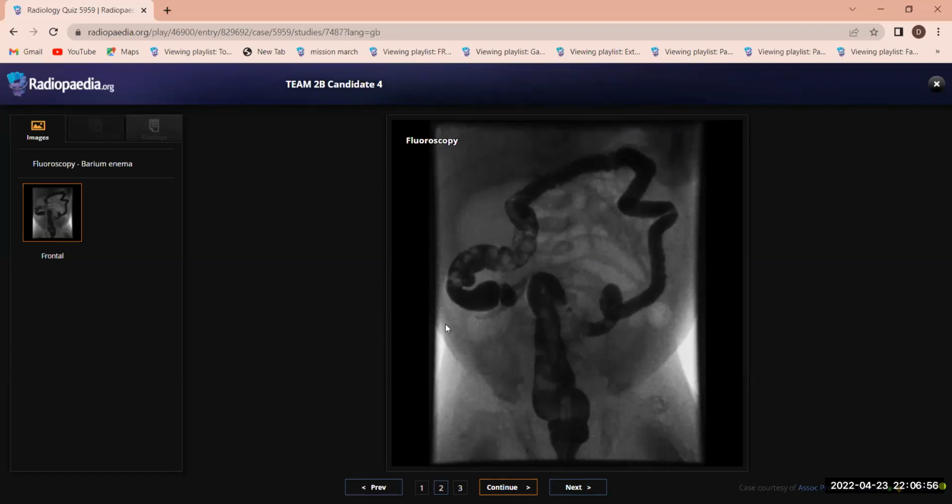Because there are multiple filling defects, which could be suggesting meconium. So I'm thinking it could be meconium ileus, in which case I would ask whether the patient has passed meconium or not, and I would ask the clinician about that. Okay. How would you differentiate between meconium ileus and ileal atresia on the barium enema? So I'm not sure. Okay, no problem. I'll go to the next case.